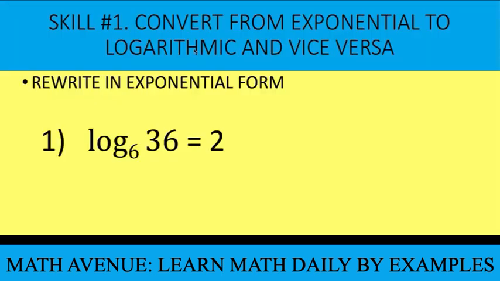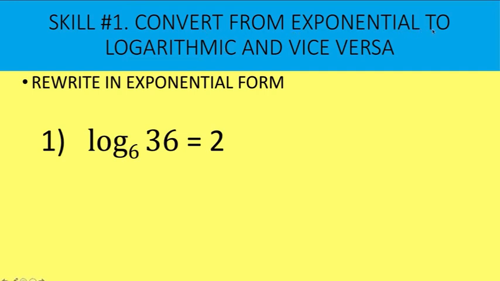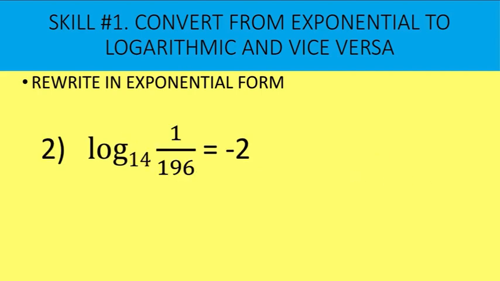So let's target now our first objective, that is to convert from exponential expression to logarithmic expression and vice versa. So rewrite in exponential form the logarithm to the base 6 of 36 equals 2. The first thing you have to identify is what is the base. The base is 6. What is the exponent? The exponent is the number that is isolated here. You have 2, and that is equal to this remaining number, 36. As easy as that.